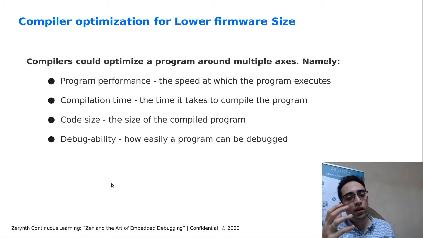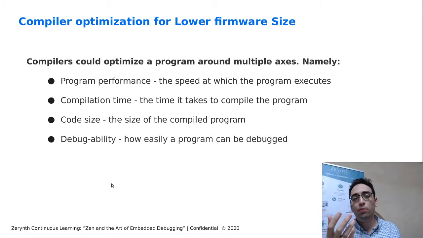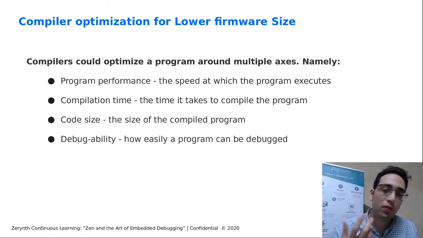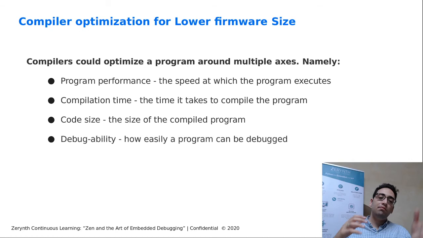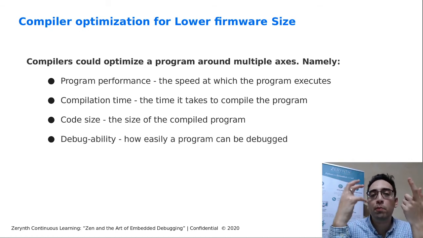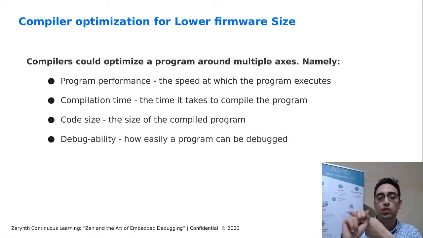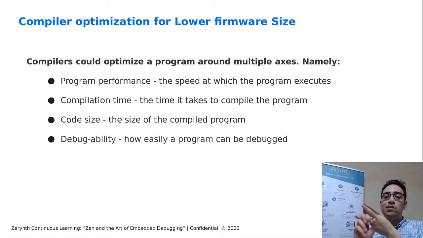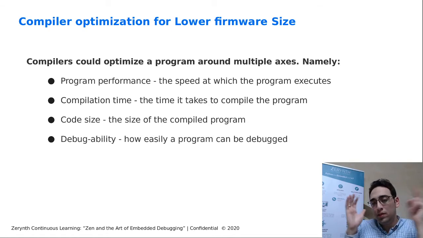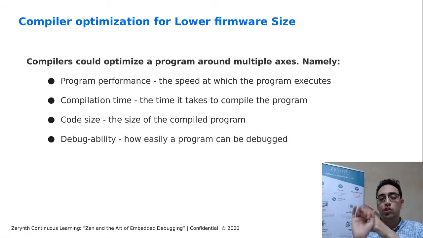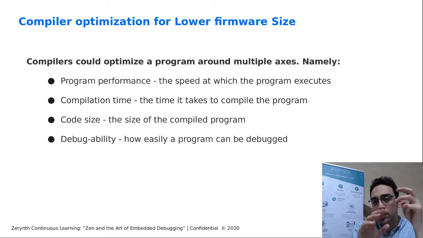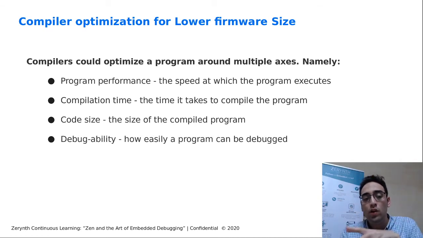So what options do compilers provide essentially? Compilers provide 4 options. You can compile your code to give you optimum performance, that means the speed at which the program executes. Or you can optimize the compiler to give you optimum compilation time, that means a shorter compilation time. You can optimize the code for code size, smaller code size, that's what we are trying to achieve in this scenario. And we can compile for debuggability, how easy a program can be debugged essentially.